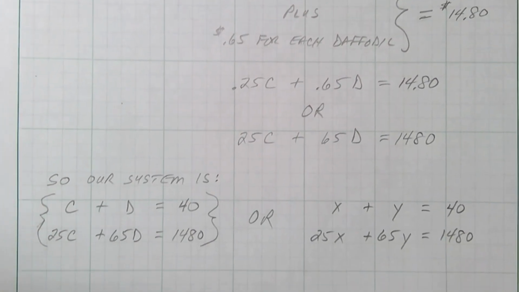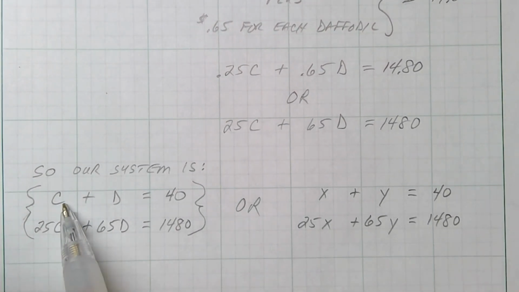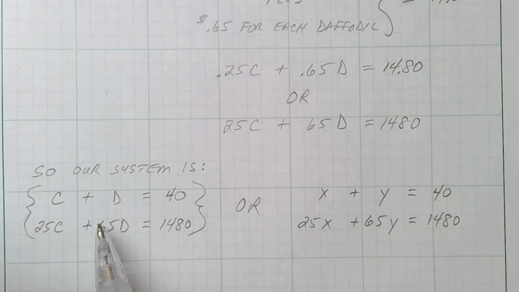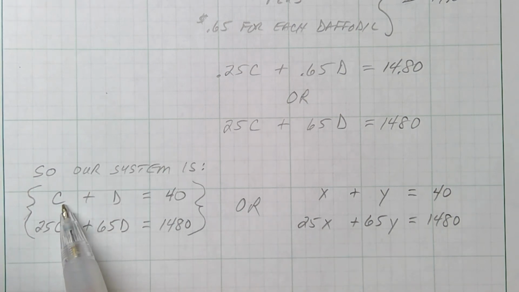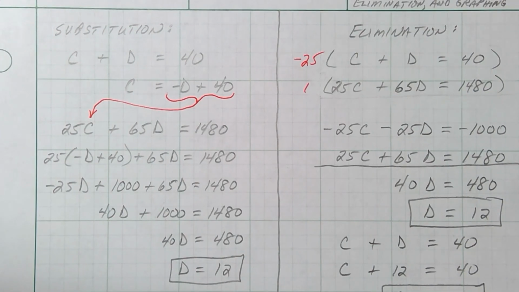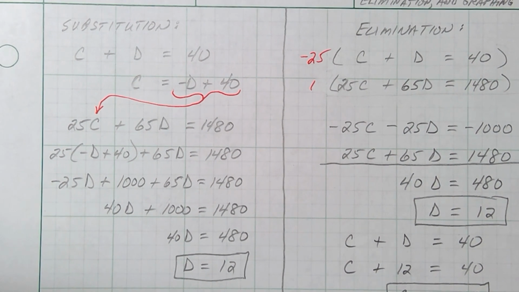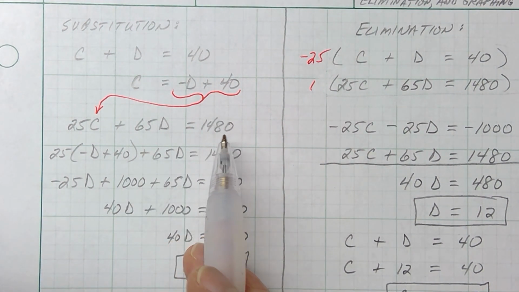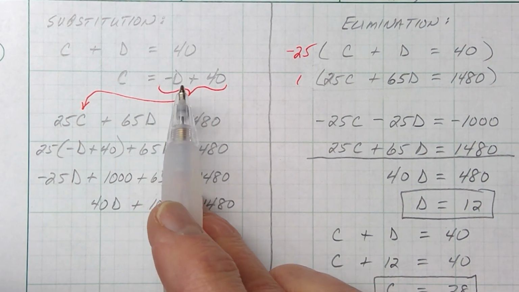All right, so our system looks like this if you're using C's and D's. I'd go ahead and leave it C and D if you're using substitution or elimination. If you're grabbing your graphing calculator, I would change them to X's and Y's, and then you'd get your Y's alone and use your graphing calculator. All right, so let's run through this. Hopefully you paused the video and tried it on your own, but whatever, your choice, it's America.